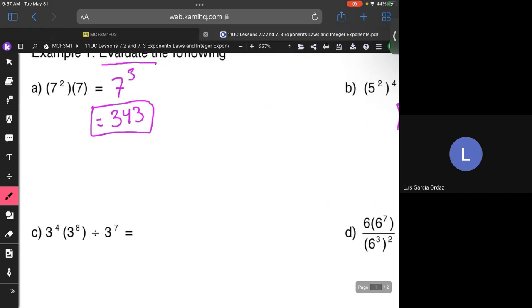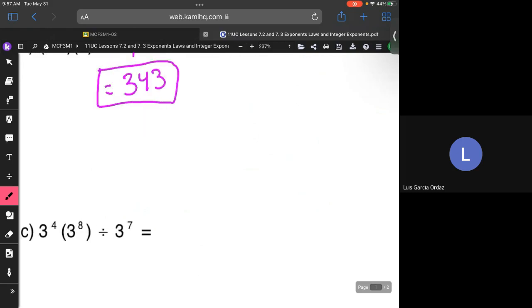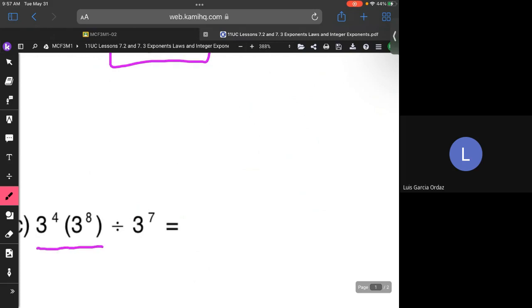Okay, so for C, we have 3 to the power of 4 times 3 to the 8 divided by 3 to the 7. You're literally just going to follow BEDMAS. So we're going to do the multiplication first. What is 3 to the power of 4 times 3 to the power of 8? Ashton? For multiplication, we're adding the... oh, 3 to the power of 12.